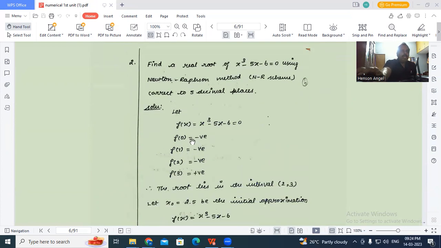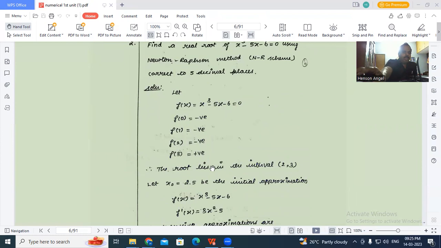First, you take f of x as x cube minus 5x minus 6 equal to 0. Now we find f of 0. F of 0 is negative, f of 1 is negative, f of 2 is negative, f of 3 is positive. Here the change of sign occurs between 2 and 3. Therefore, the root lies in the interval 2, 3. Now we choose the initial approximation x0, that is 2.5.